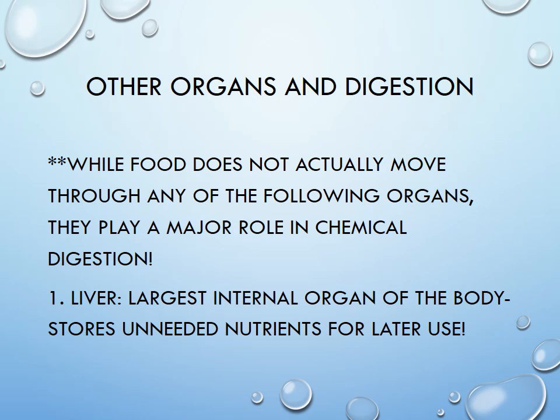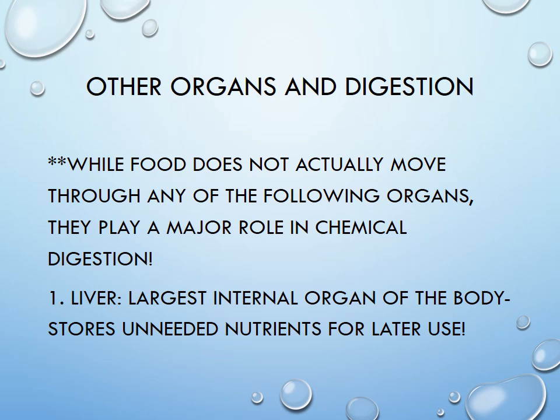Okay, so what's the connection with other organs and digestion? There's not anywhere to write this first little starred part, but I just want you to really understand that while food does not actually move through any of the following organs that I'm about to talk about, they do play a major role in chemical digestion. They're not actually part of the digestive tract or system, if you will, but they play a huge role in the chemical digestion part. So the liver is the largest internal organ of the body.